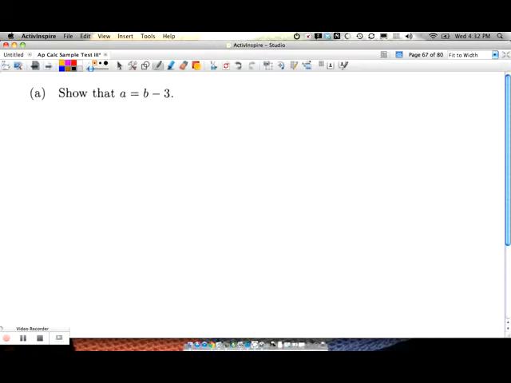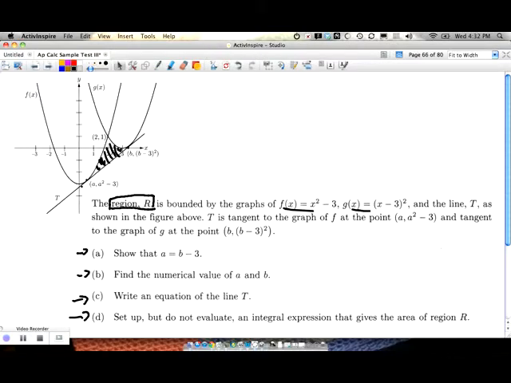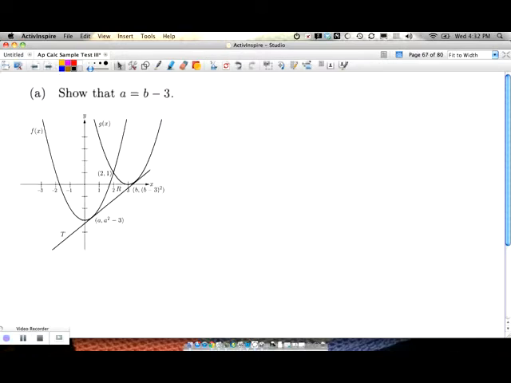Show that A equals B minus 3. Well, I would love to have this picture on the other slide just so I can reference what's going on. So I have this picture, and what I want to do is show that this point right here, the x value A, is equal to B minus 3. And how would I do that?